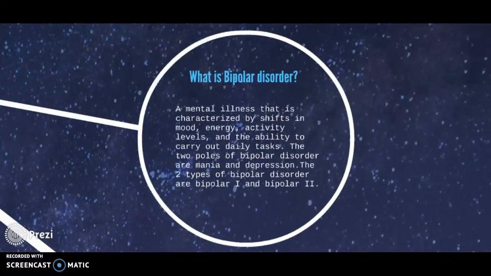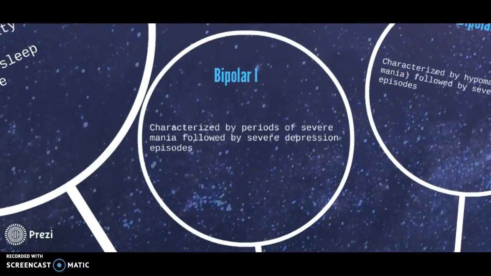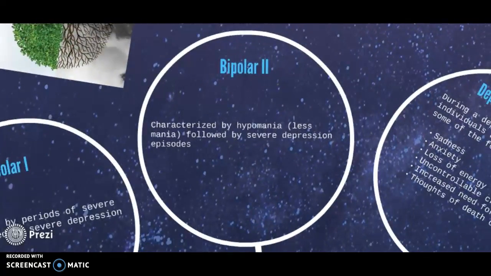Bipolar disorder is a mental illness that is characterized by shifts in mood, energy, activity levels, and the ability to carry out daily tasks. The two poles of bipolar disorder are mania and depression, and the two types of bipolar are bipolar 1 and bipolar 2. Bipolar 1 is characterized by periods of severe mania followed by severe depression episodes. And bipolar 2 is characterized by hypomania followed by episodes of severe depression.